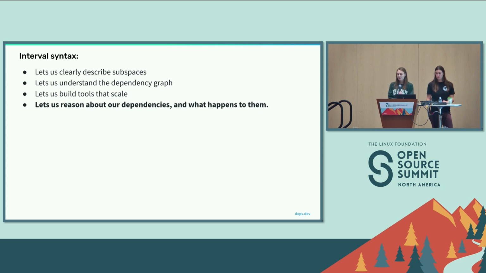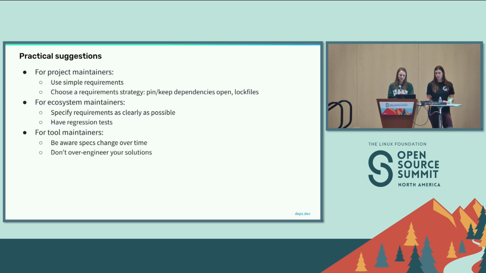Now that we can understand and scale that understanding, we can reason about our dependencies, and that lets us make good security choices. In terms of practical suggestions, standards are great. If you're a project maintainer, simplify your requirements and choose a fitting strategy. If you're an ecosystem maintainer, please specify requirements in a clear and standard way, and make sure you have regression tests to catch issues when changing the spec.